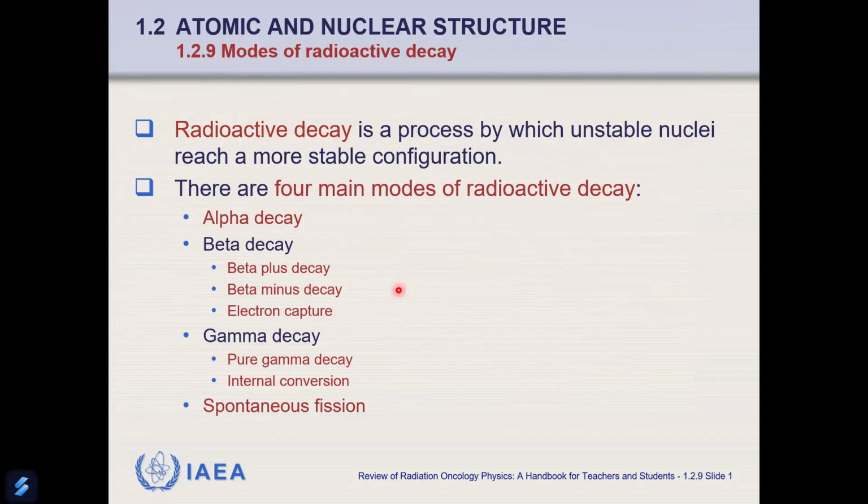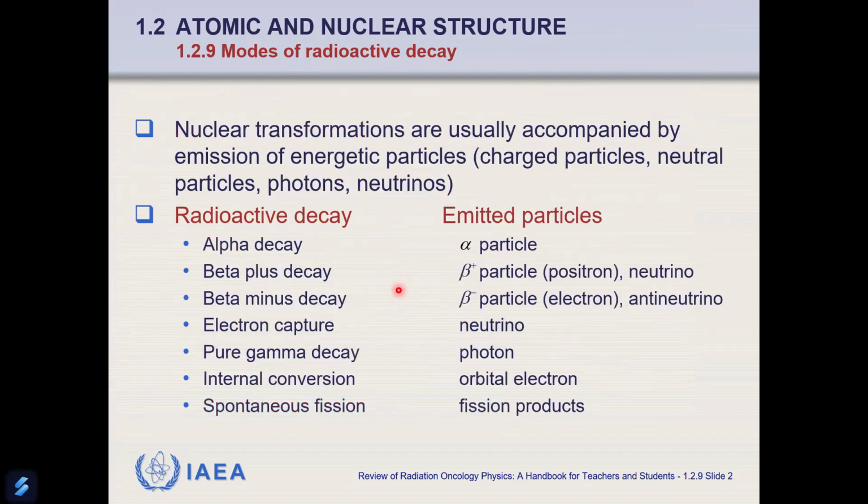So let's quickly look at these modes of radioactive decay. In terms of the decay products, in alpha decay, as the name suggests, you emit alpha particles. An alpha particle is basically the nucleus of a helium atom. Beta plus would produce a beta particle, which is a positron or a positively charged electron, and a neutrino. Beta minus would give you just an electron, a beta minus particle, and an antineutrino, which is the antimatter of the neutrino.